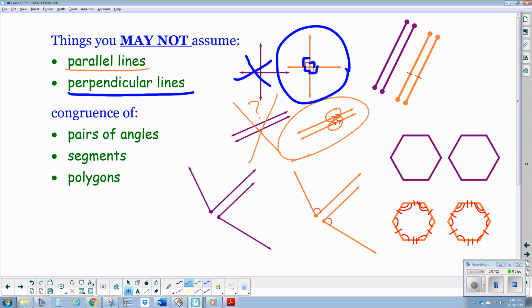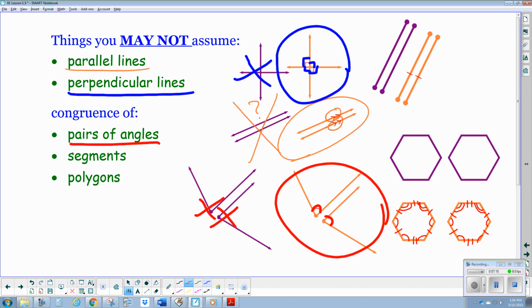Which pair of angles do we know are congruent? Here we go, because we have the arcs that tell us they're congruent. No arcs on these angles, so we don't know they're congruent. And a pair of segments we know are congruent are these ones right here because they have the markings that tell us they're congruent.